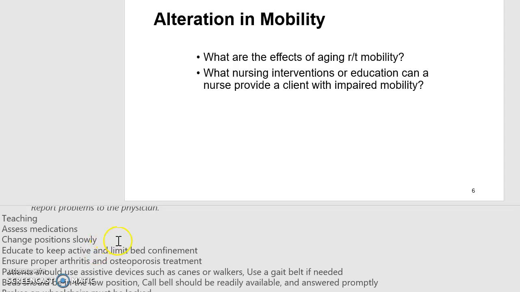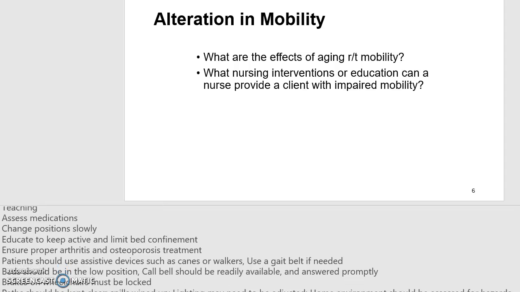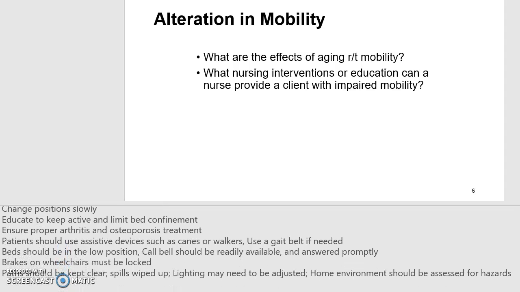Educate to keep them safe. Educate to keeping them active and limit bed confinement. Ensure proper arthritis and osteoporosis treatments are being carried out. Patients should use assistive devices as they need, canes or walkers, gait belts. Beds should always be in the low position and the call bell should always be readily within reach. Brakes on wheelchairs are locked when the person is getting up or down, in and out of it. And the path should be kept clear.